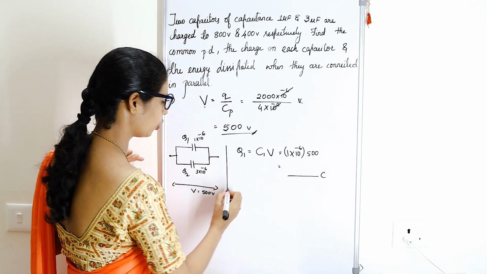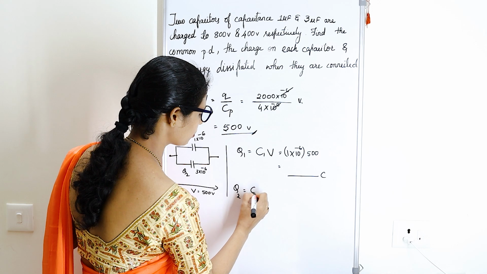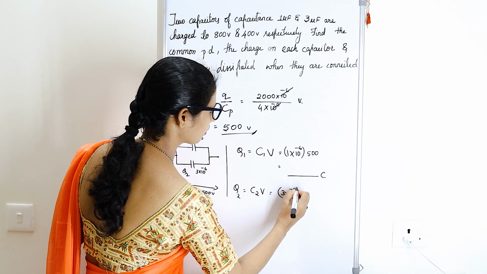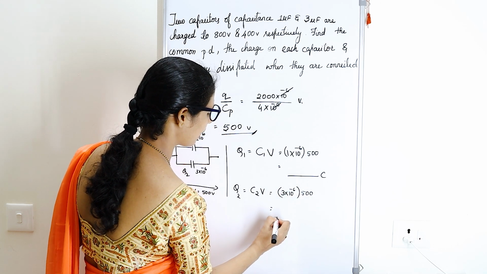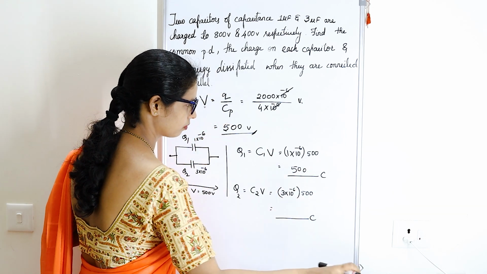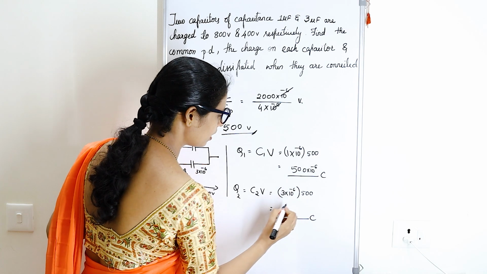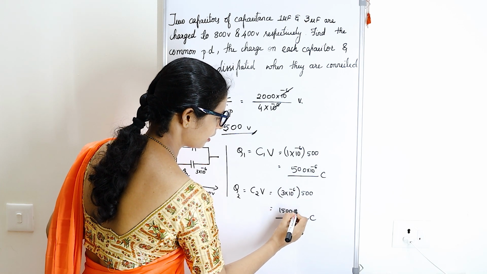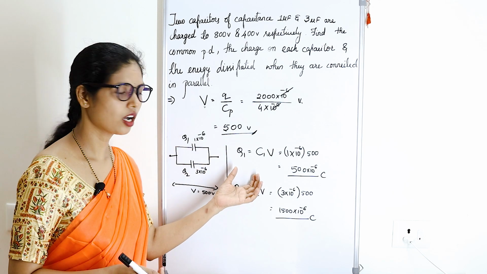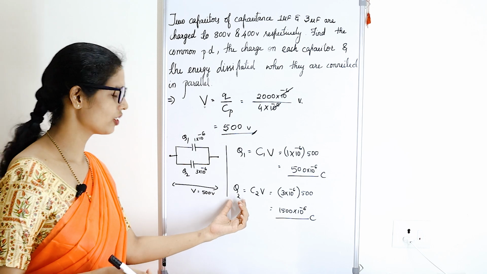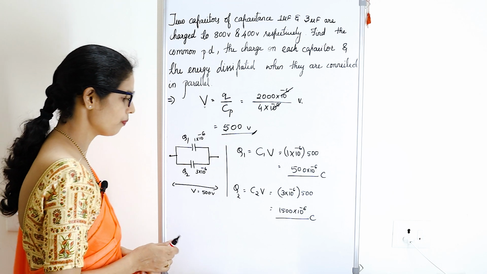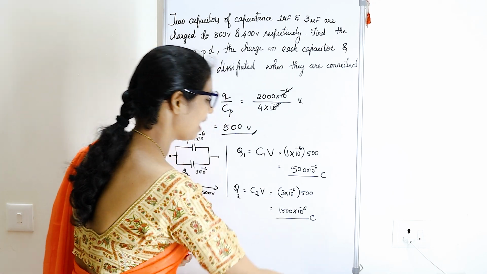So here you get the value for Q1, and then there is Q2. Q2 equals C2 V. C2 is 3 into 10 to the power of minus 6 into 500. Again calculate and get the value for Q2. So Q1 is 500 into 10 to the power of minus 6 coulomb, and Q2 is 1500 into 10 to the power of minus 6 coulomb. So you got the charge on the first capacitor and the charge on the second capacitor when you connect them in parallel. Now we'll find the value for the energy.